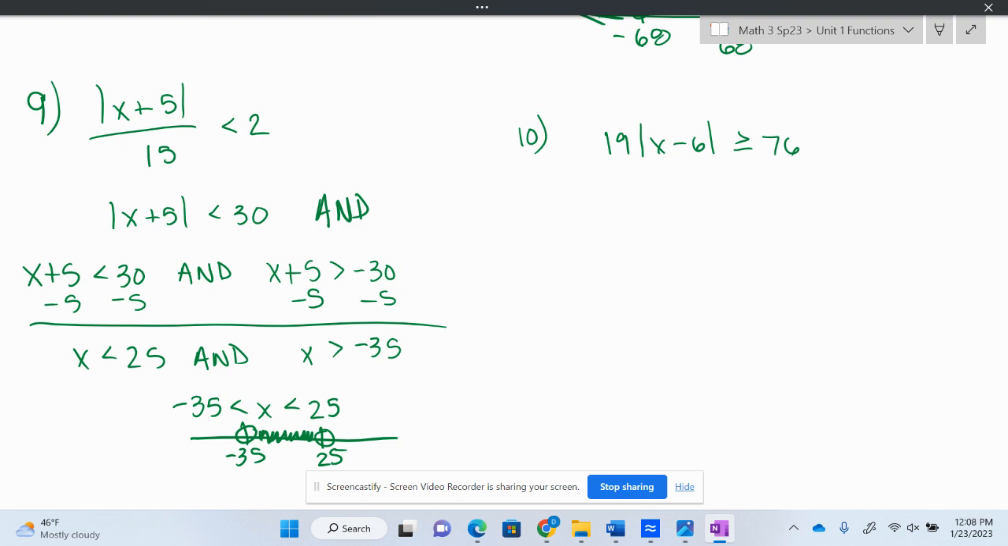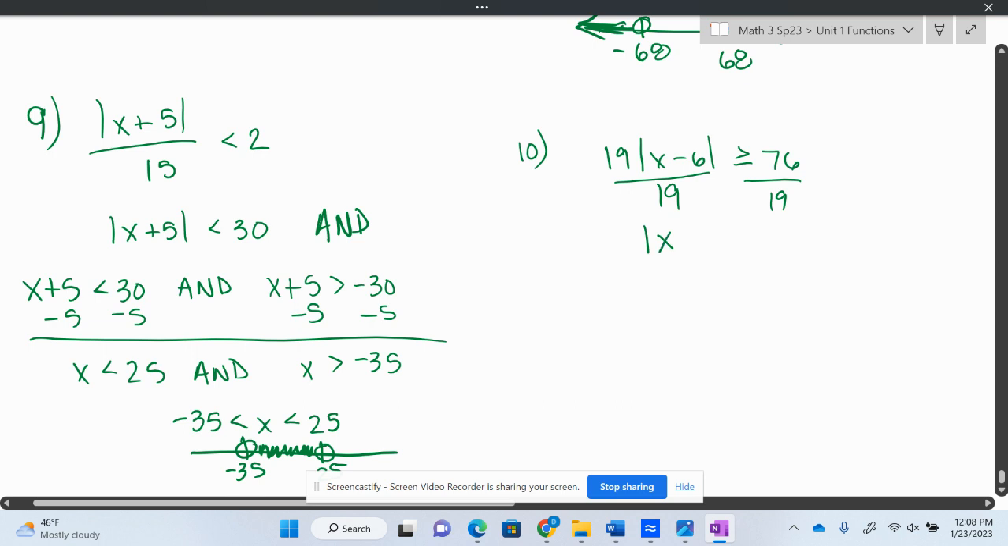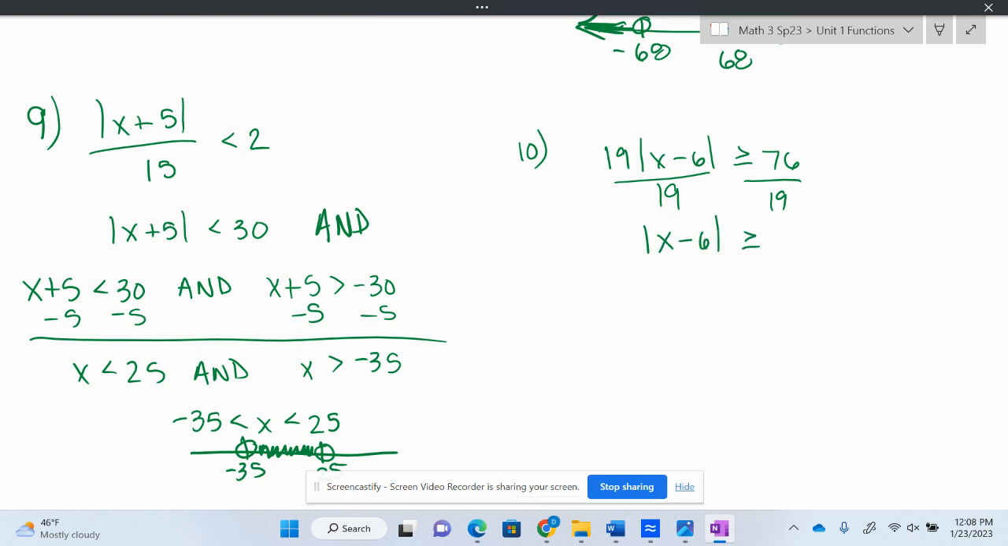Okay, number 10. Here we go. What should I do first? Divide both sides by 19. Yeah, the undo of times is divide. So I have the absolute value of x minus 6 is greater than or equal to 4. So this is an or, a greater-or. So x minus 6 is greater than or equal to 4, or x minus 6 is less than or equal to negative 4.